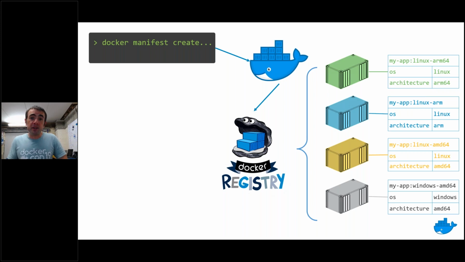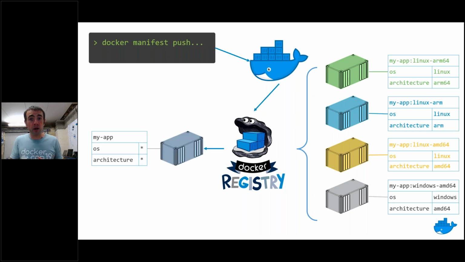So what the manifest does is it's a list of the image variants that are available. So in this case, I've got 4 variants of my image for the two ARM architectures that I support, 32 and 64-bit, for Linux and Windows on Intel. So I've got 4 variations. I create a manifest that lists those 4 variations, and then I push that manifest to the hub. So the manifest is something that lives in the registry, just like the images live in the registry.